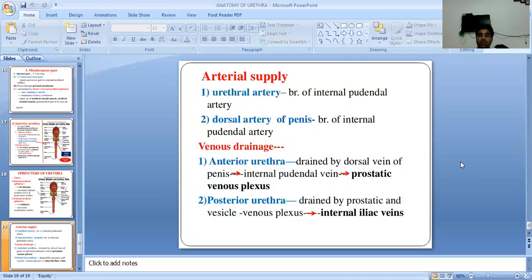So, students, this is all about the anatomy and structure of the urethra, especially the male urethra.